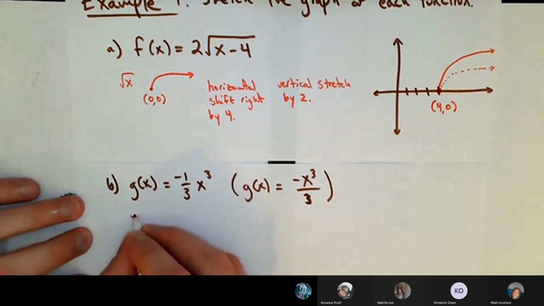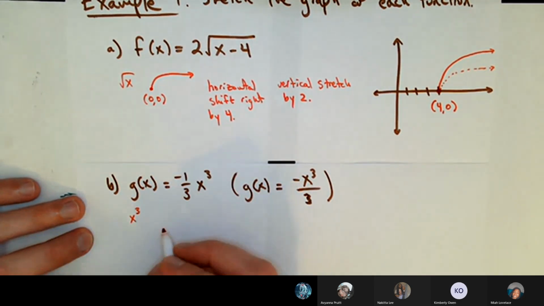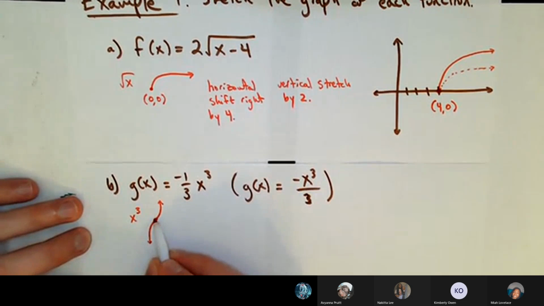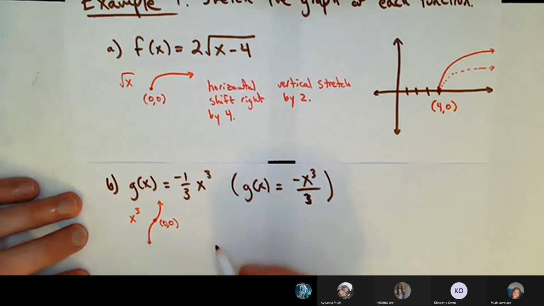Okay, so we've got two things going on here. First, I note that x cubed is the base function. If I get rid of the divided by 3 and the negative, then I've got my base graph, which looks like this. And I know that central point is at the origin, 0, 0, where it changes direction. That's a helpful point to note. In this case, I'm not shifting it. There's no addition or subtraction, either outside or inside, right? So I'm not going to be horizontally or vertically shifting it. I do have a negative, though.